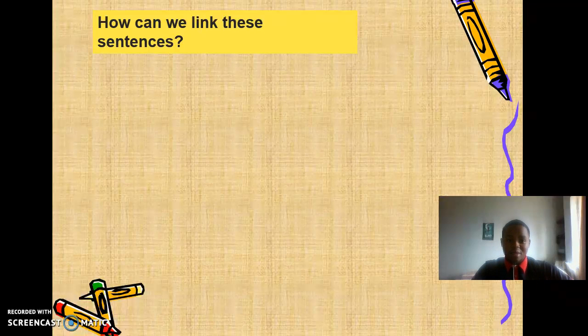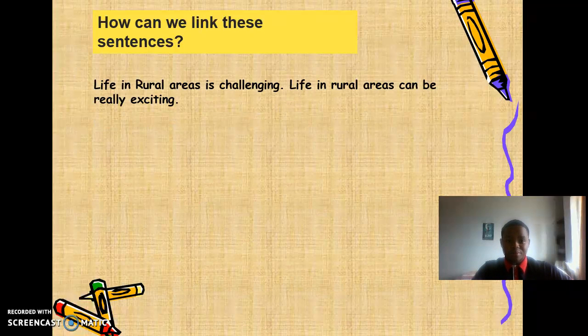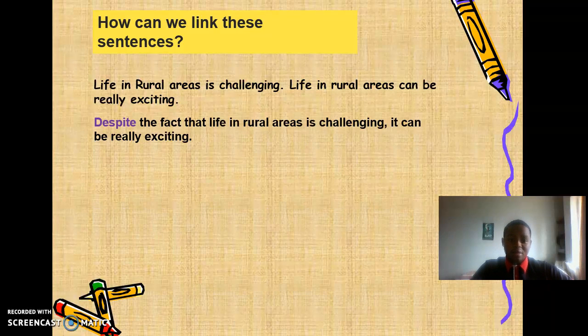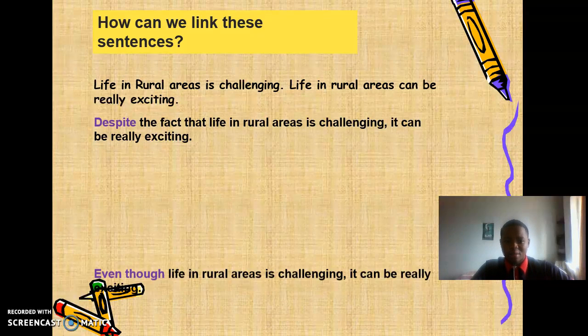So now let's have a practical example of how we can link the following sentences. Life in rural areas is challenging. Life in rural areas can be really exciting. From these sentences, we can try to add our own connectors so that the sentences make more sense. Let's start with despite. Despite is also a connector. So we can say, despite the fact that life in rural areas is challenging, it can be really exciting. You see now it makes more sense.